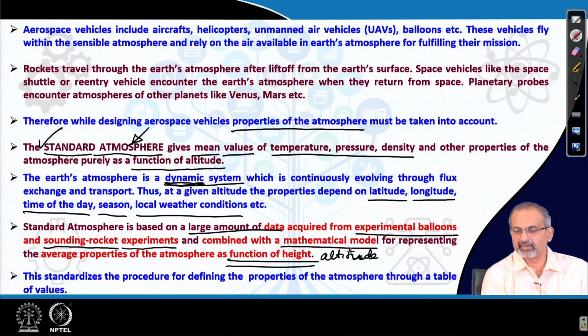So, when you say height or altitude, you would always bring the Earth's surface, the mean sea level, for example, into the picture. So, what does this procedure do? It standardizes the definition of the properties of the atmosphere, and they could be made available through a table of values, and that is what exists, and that is what can be referred to by you at any point of time when you are doing a design exercise, for example.